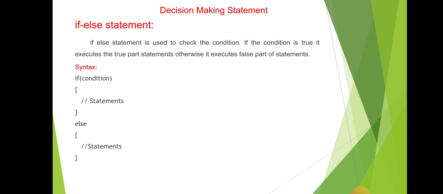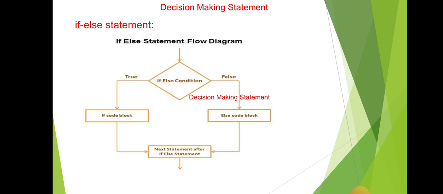The syntax for if else statement is this: if condition, statements. If we need to give more than one statement, we use the curly brace. Else, the false part of the statements here. This is the flow diagram for if else statement. The condition is checked here; if true, this true block is executed, otherwise the false block is executed.